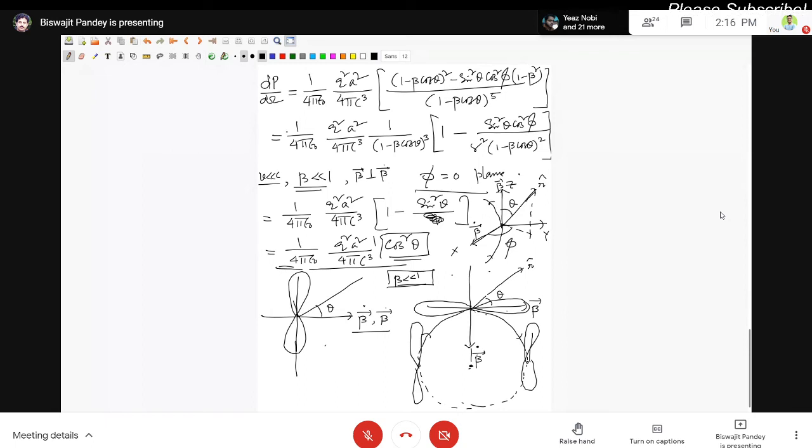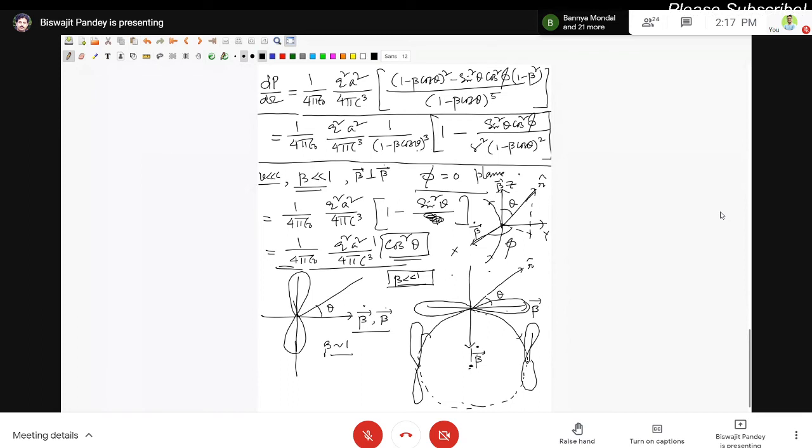Now look at this formula. What kind of change do you expect if I go to the case when beta is of the order of 1? From this formula we have simplified and got this formula. Cos square phi is of course 1 because phi is chosen to be 0, so forget about that term. What are the other things? 1 minus sine square theta divided by gamma square into (1 minus beta cos theta) square, right? And this one. So what will happen?